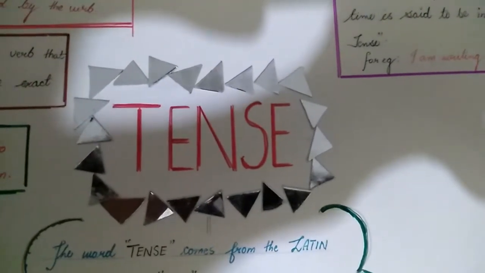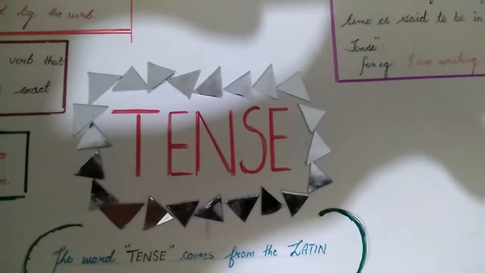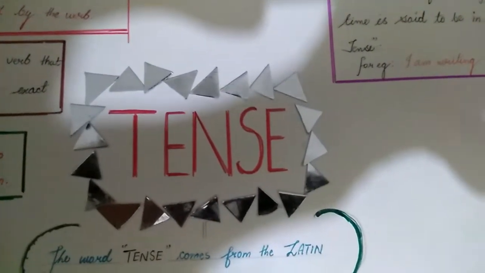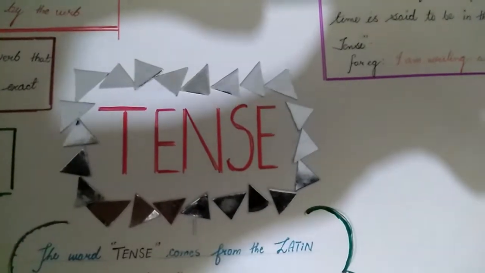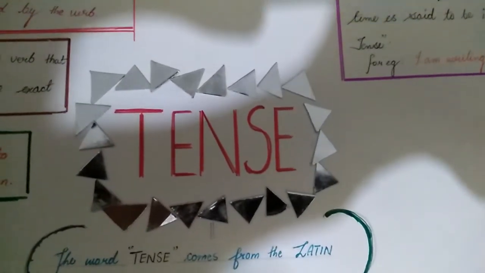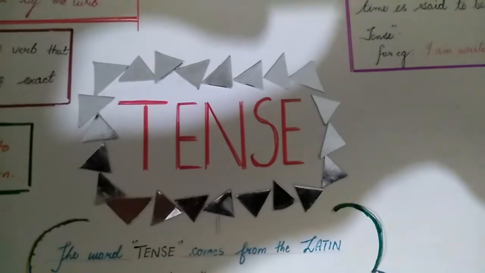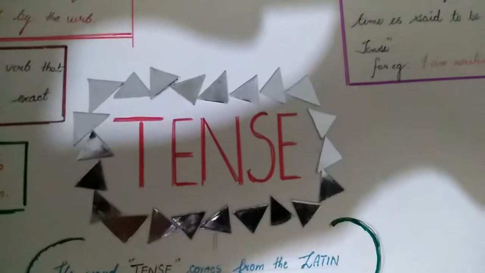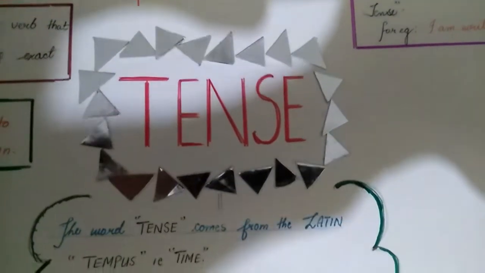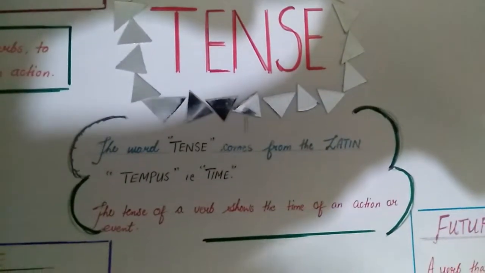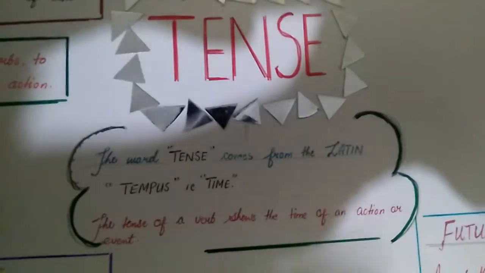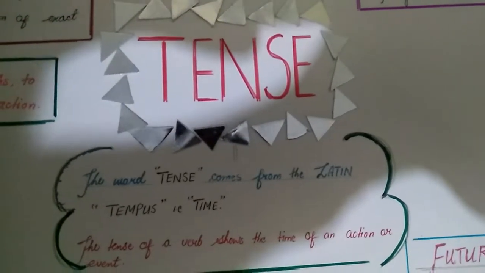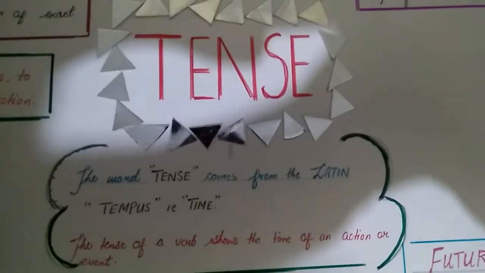The word tense comes from the Latin tempus, T-E-M-P-U-S. Tempus stands for time. The tense of a verb shows the time of an action or an event. Thus, it represents time. It's a grammatical inflection of the verb.